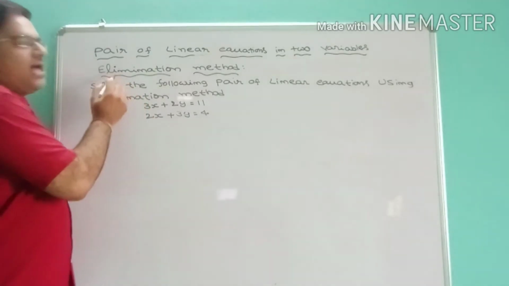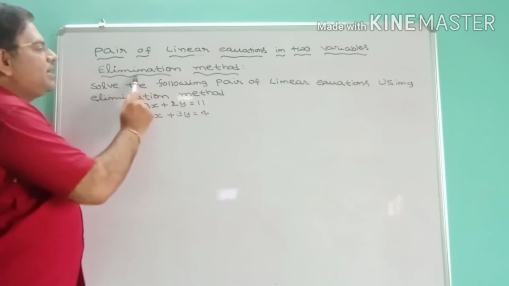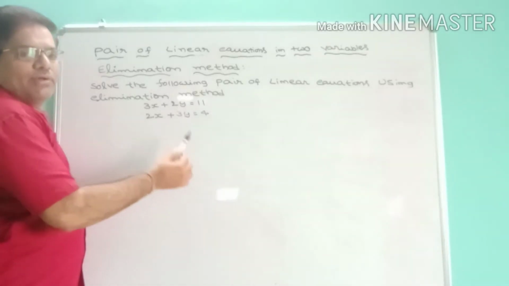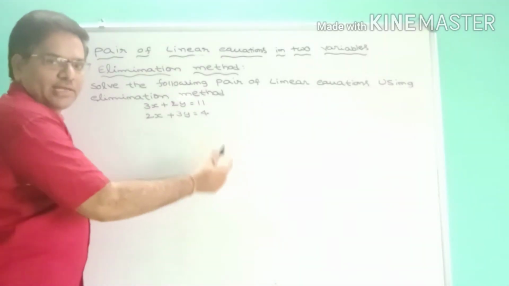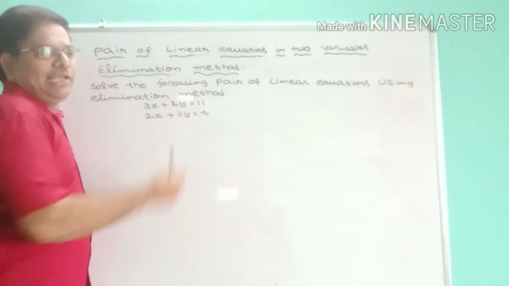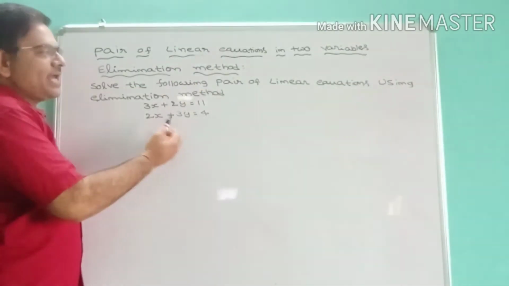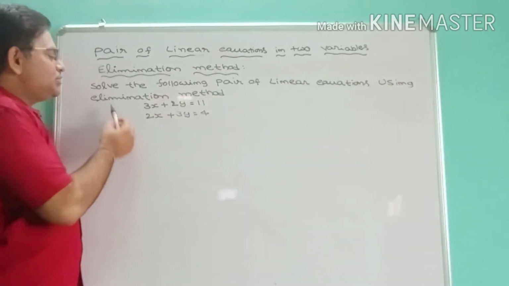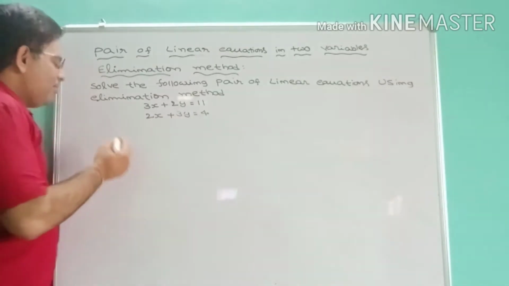Now see another method, the elimination method. What is the meaning of elimination method? In the previous substitution method, you take one variable as the subject and substitute it in the other equation to get a value. But in this elimination method, what is the process? Take one problem: solve the following pair of linear equations using the elimination method. Two equations are given. What is the process?